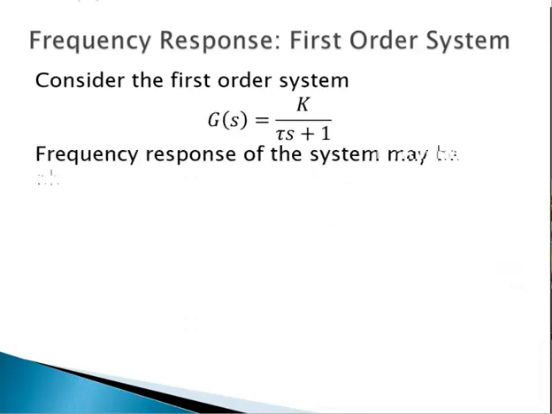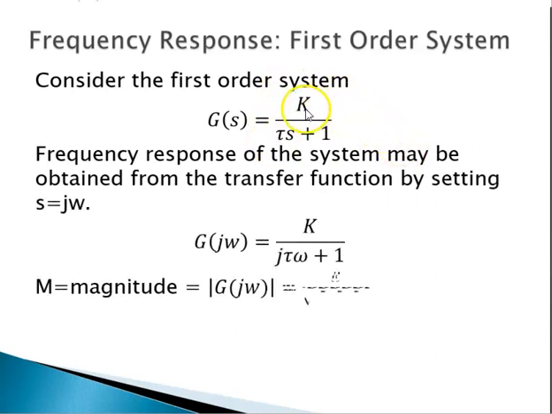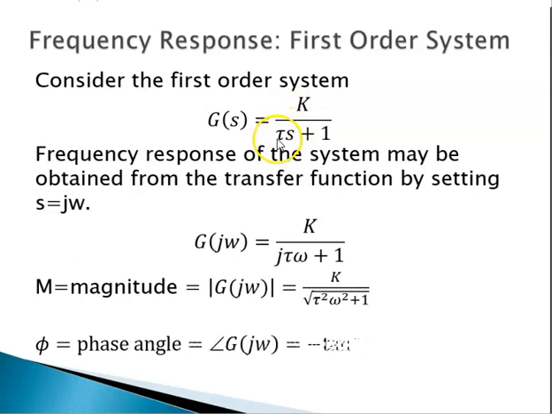Let us consider a first order system given over here, K over tau s plus 1. We know this K is the gain, tau is the time constant. Given a transfer function, we can very easily obtain the frequency response for that system by simply setting s equal to j omega in this transfer function. So G of j omega is K by, in place of s, substitute j omega, j tau omega plus 1.